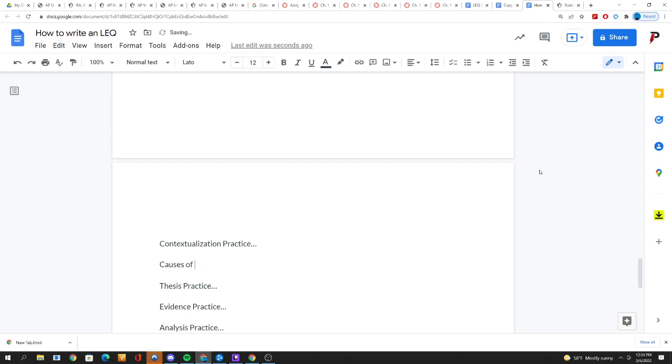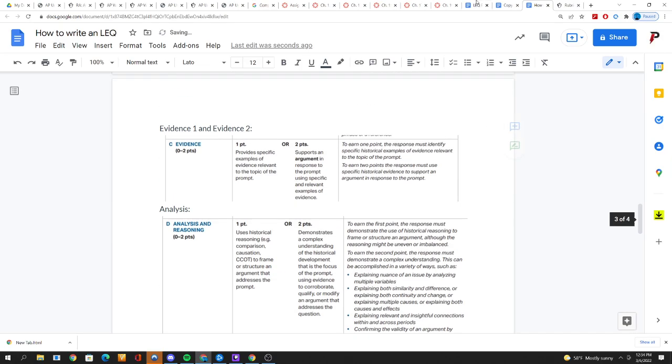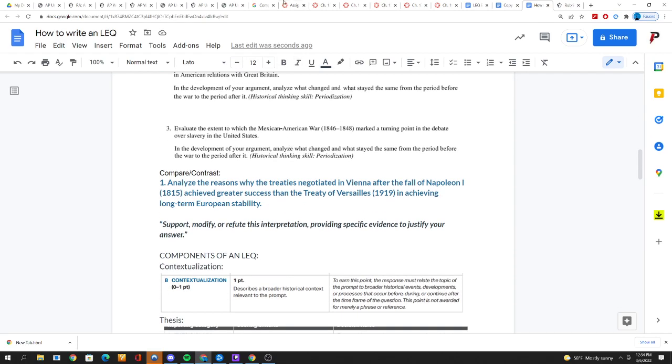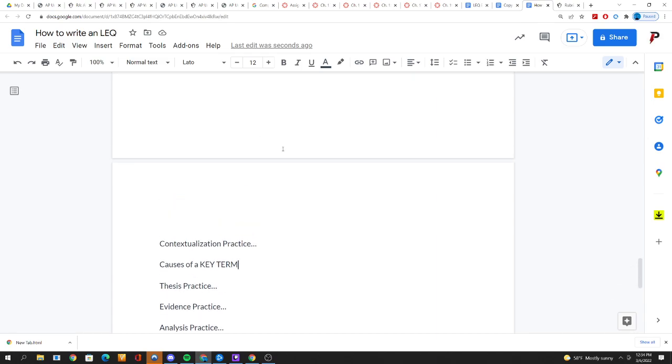Causes of a key term. What is a key term? Again, these are terms that people may not necessarily recognize, like the average population. Go ask your dad if they know what the 7 Years' War is. They have no idea. So this is your responsibility to describe that, okay? You talk about the causes of the 7 Years' War, okay? And this is about 2 sentences. You talk about what that event is.